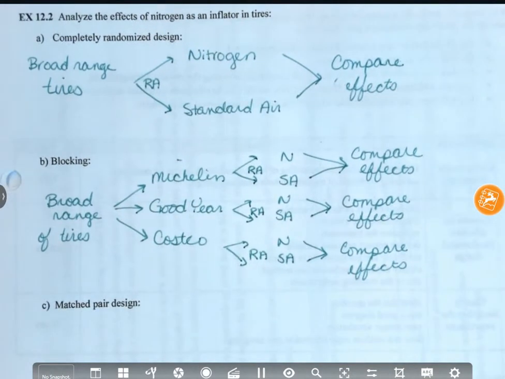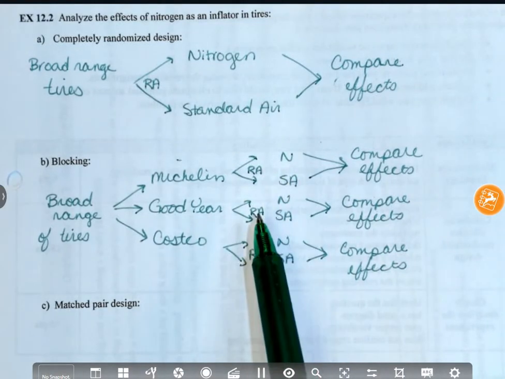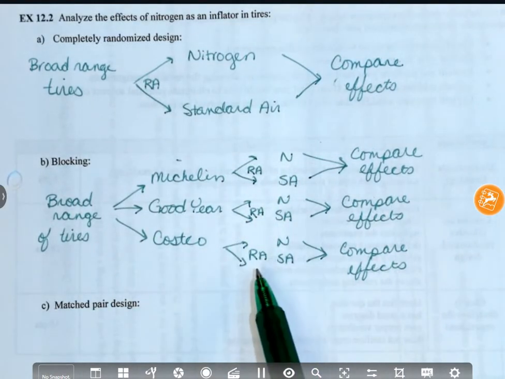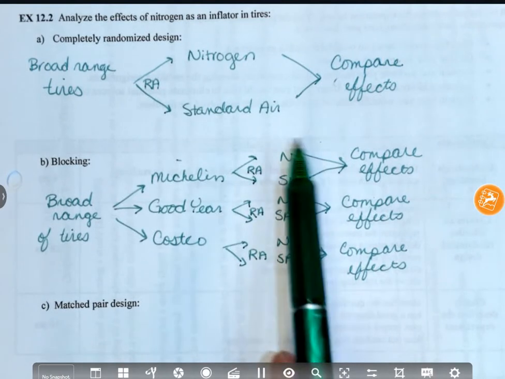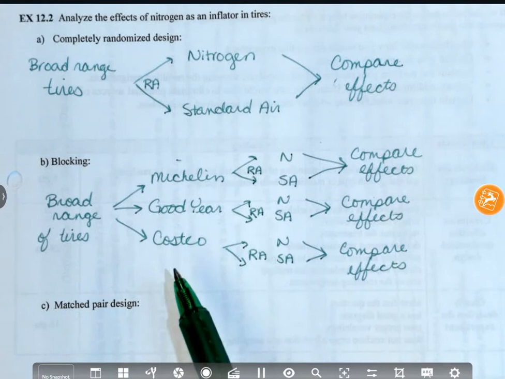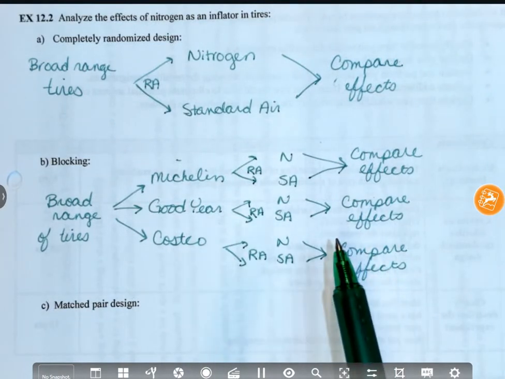Because the nitrogen versus standard air might react completely differently between those different brands of tires. So maybe the nitrogen shows a really big difference in Michelin and Goodyear, but it really didn't show much of a difference at all in the Costco. So this allows me to eliminate the effect that the brand might have and look more specifically at the effect that the air type has.